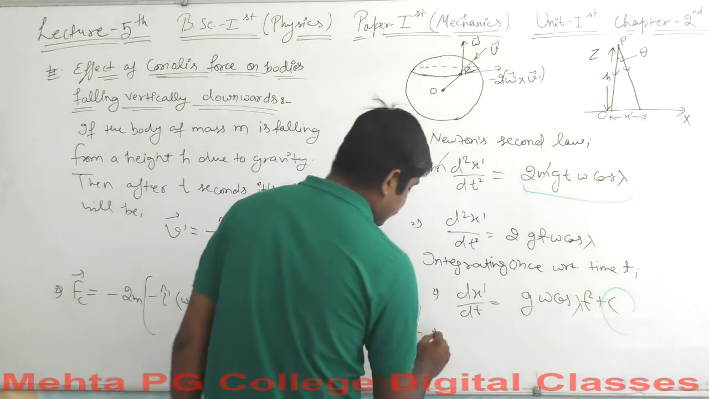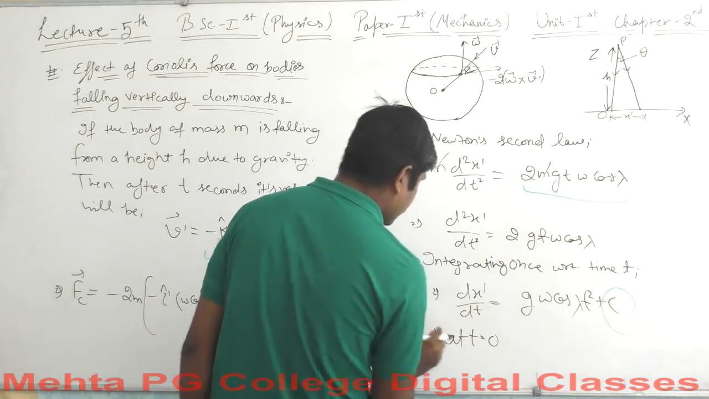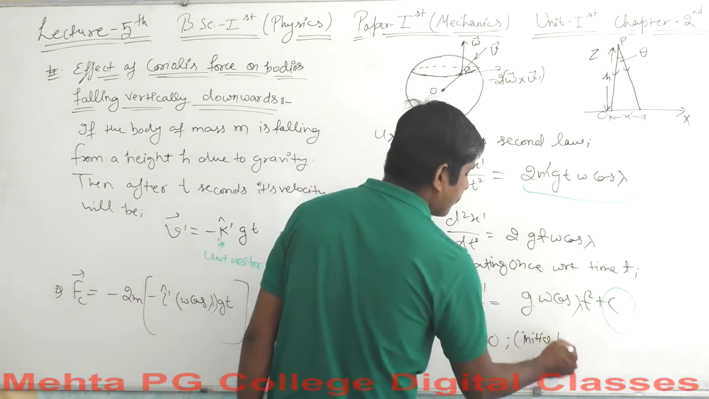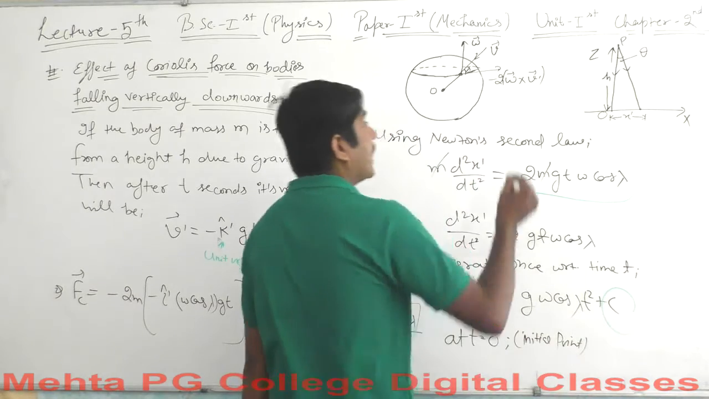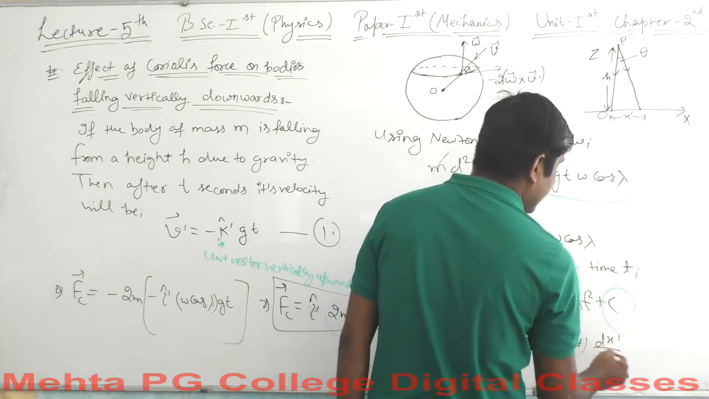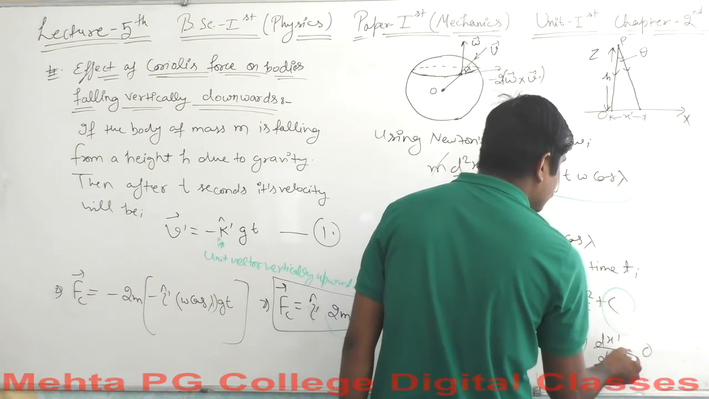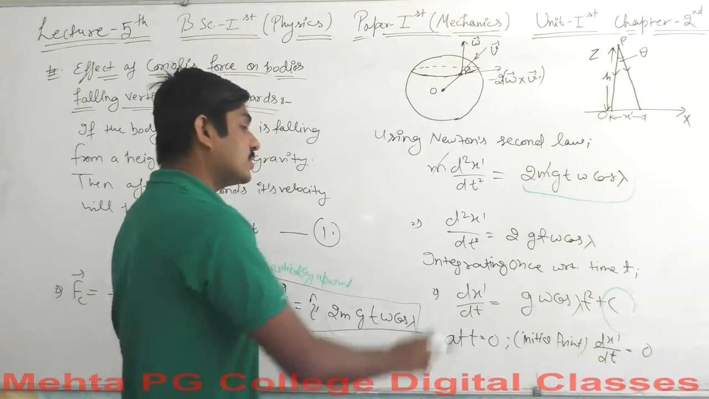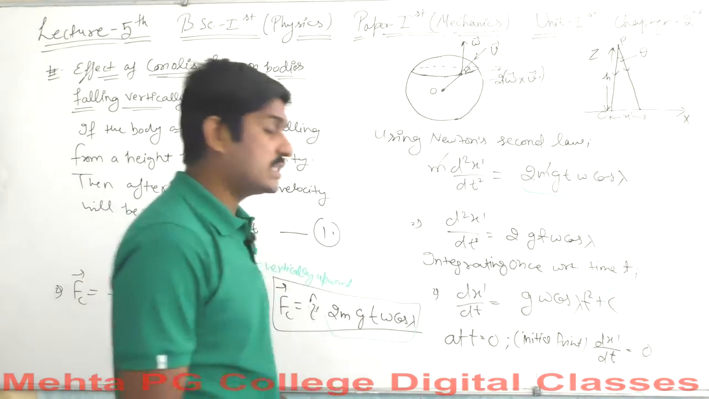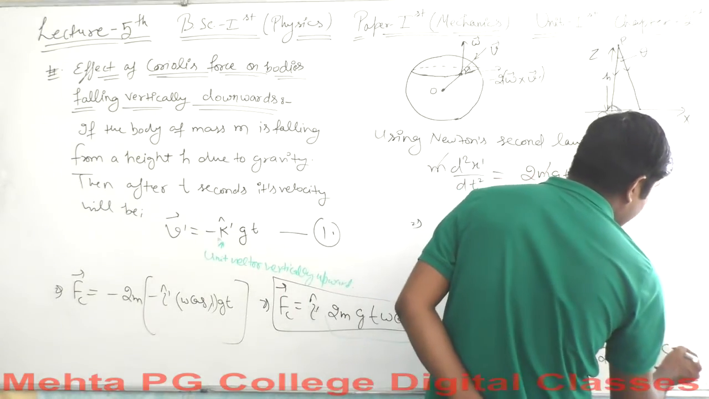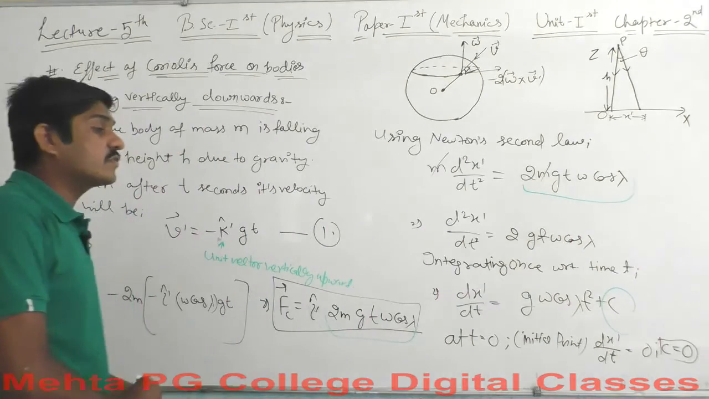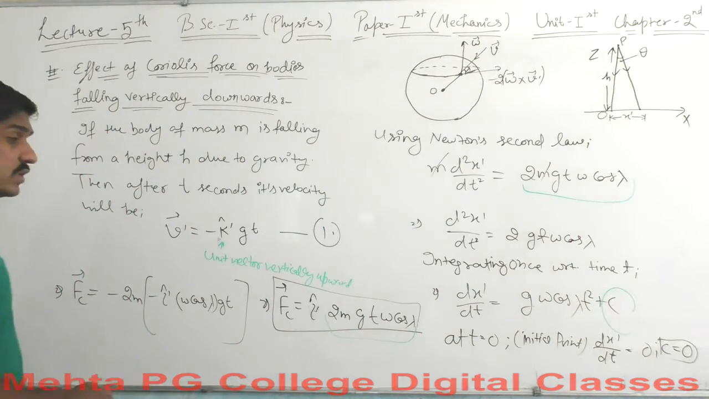At t equals 0, I mean at the initial point, at this height, the value of dx dash over dt will again equal 0. If you put these two values, t equals 0 and dx dash over dt equals 0, what will be the value of the constant c? The constant c will equal 0 here. So we got the value of constant c: it is 0.